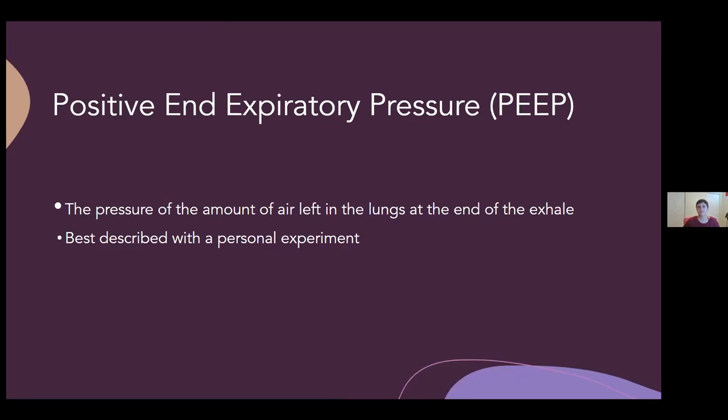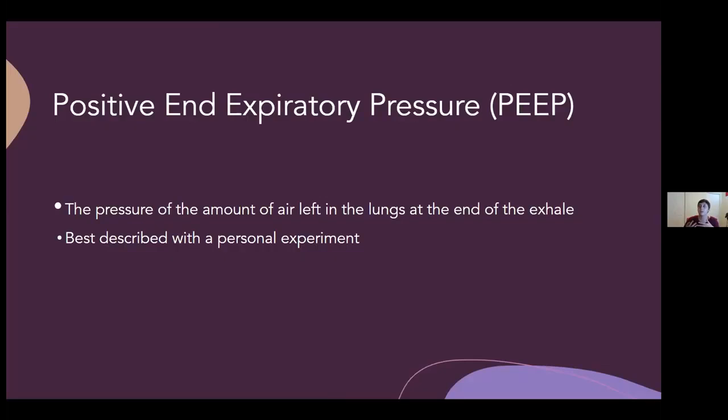And what it is, it's the pressure that is generated by the amount of air in your lungs at the end of your exhale. I think the best way to describe this is with a little personal experiment. If you take a nice deep breath in, then you breathe out, you'll notice that you can breathe out a little more. You can still breathe out a little more. Now, the amount of air that's left at the end of your exhale, that is the PEEP.